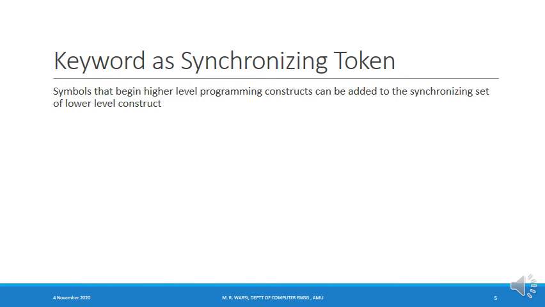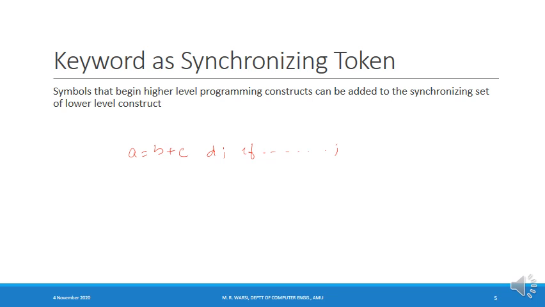In the previous slide, we talked about selecting follow as a synchronizing token, but selecting follow as a synchronizing token may not be enough. In order to understand this, let us take an example: A is equal to B plus C D semicolon. And this statement has got an error. Between C and D there is an operator missing. Let us also assume that followed by this I have another statement, which is an if statement, and this statement is also terminated by semicolon.